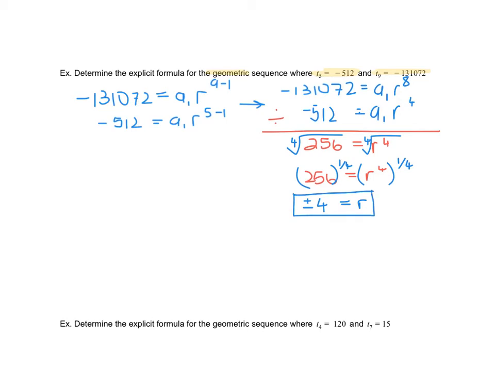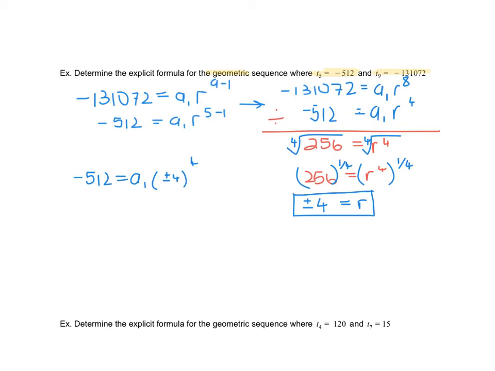And now that I have my common ratio, I'm back to the previous example. I'm just going to sub it into one of my formulas. So I'm going to use the fifth term. So negative 512 is equal to a1 times positive or negative 4. We don't know, so we have to use both, to the power of 4, which is that 5 minus 1.